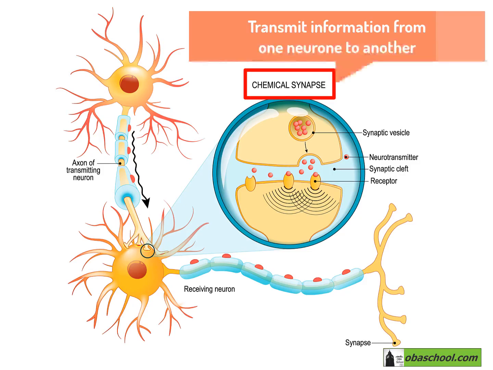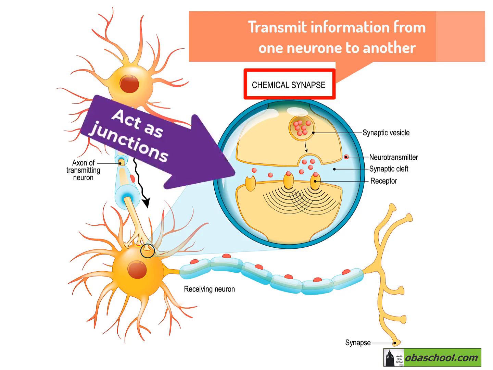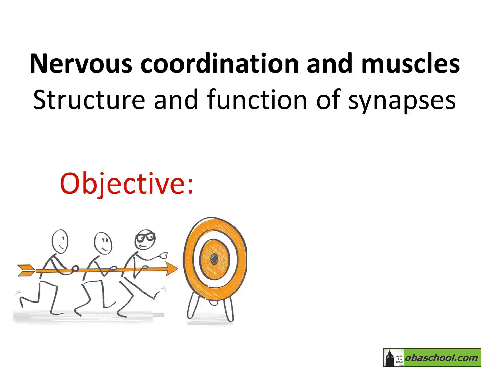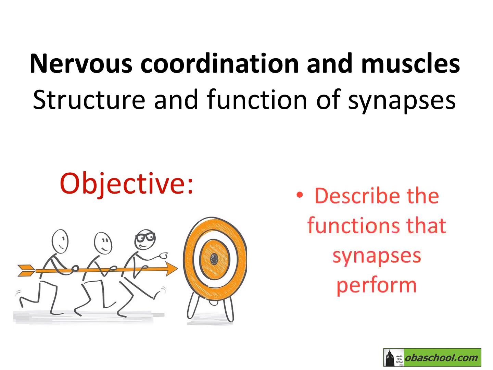Synapses transmit information from one neuron to another. In doing so, they will act as junctions. So the main objective of this video is to describe the functions that synapses perform.